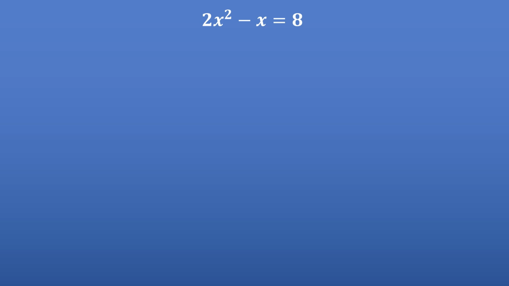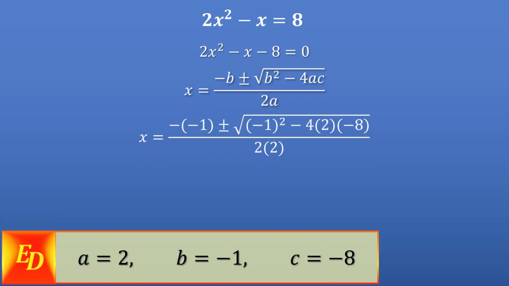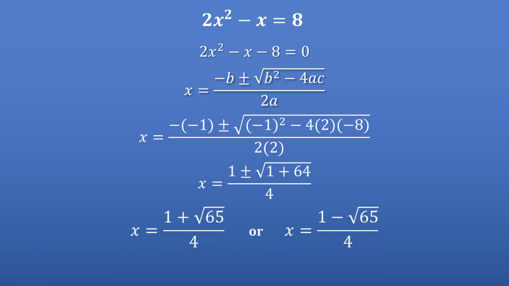Before using the quadratic formula to solve an equation, always make sure that the equation is equal to 0. Now you can use the formula. a is 2, b is minus 1, and c is minus 8. Simplify this, and the square root of 65 is either positive or negative. Therefore, these are the approximate values of x, which are irrational numbers.